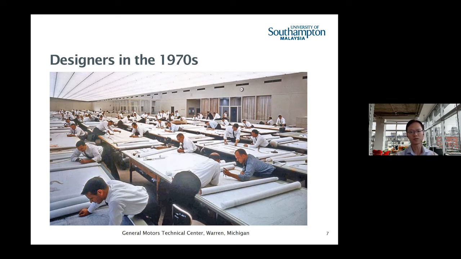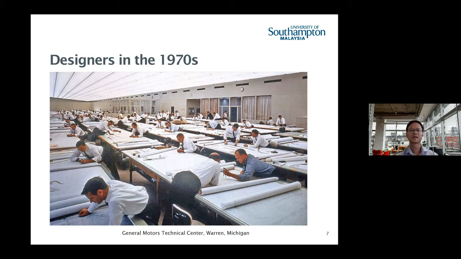Now, how do you get all of these systems designed and built? So you start with the design process, isn't it? Okay, so going back into the 70s, this is a scene that is very common in engineering. And in fact, this image is taken from a major automotive company, General Motors in the United States.